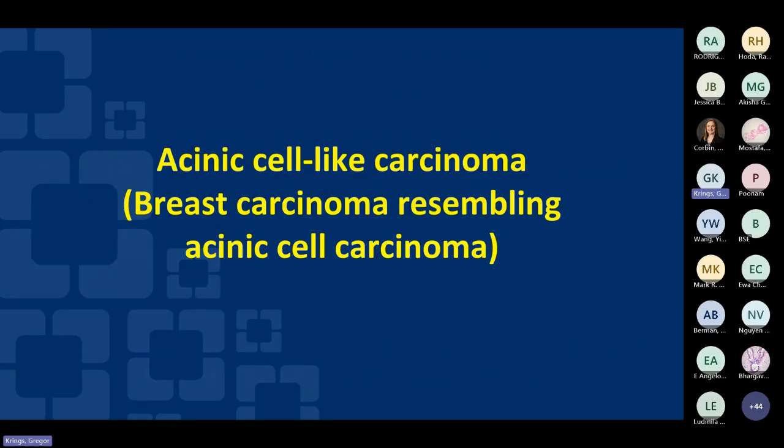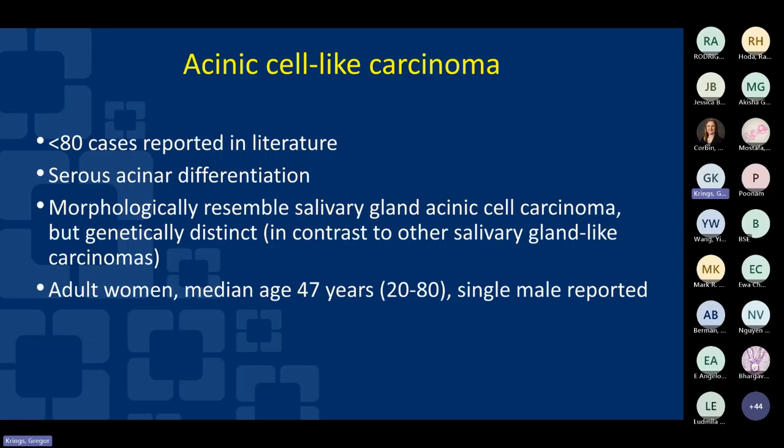Okay, the last tumor that I want to mention is acinic cell-like carcinoma. Again, this may also be referred to as breast carcinoma resembling acinic cell carcinoma. These are very rare tumors. Fewer than 80 have been reported in the literature, and they're characterized by serous acinar differentiation. I've already alluded to the fact that these tumors morphologically resemble salivary gland acinic cell carcinomas but are genetically distinct, so are likely to be different tumors.